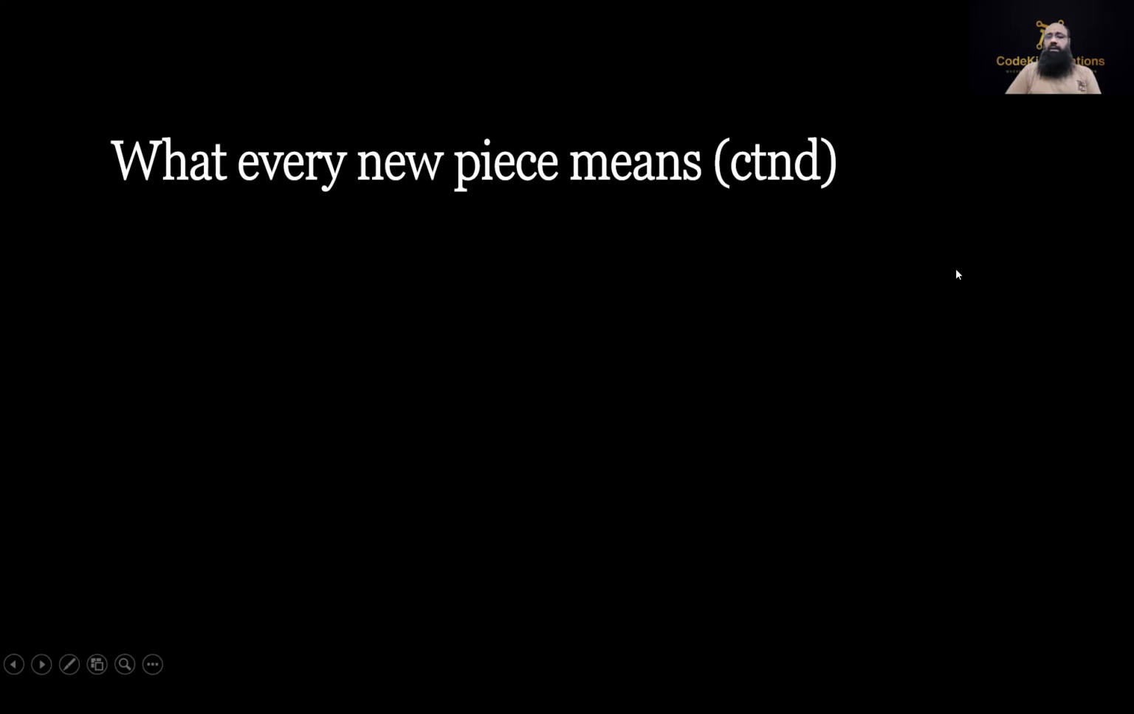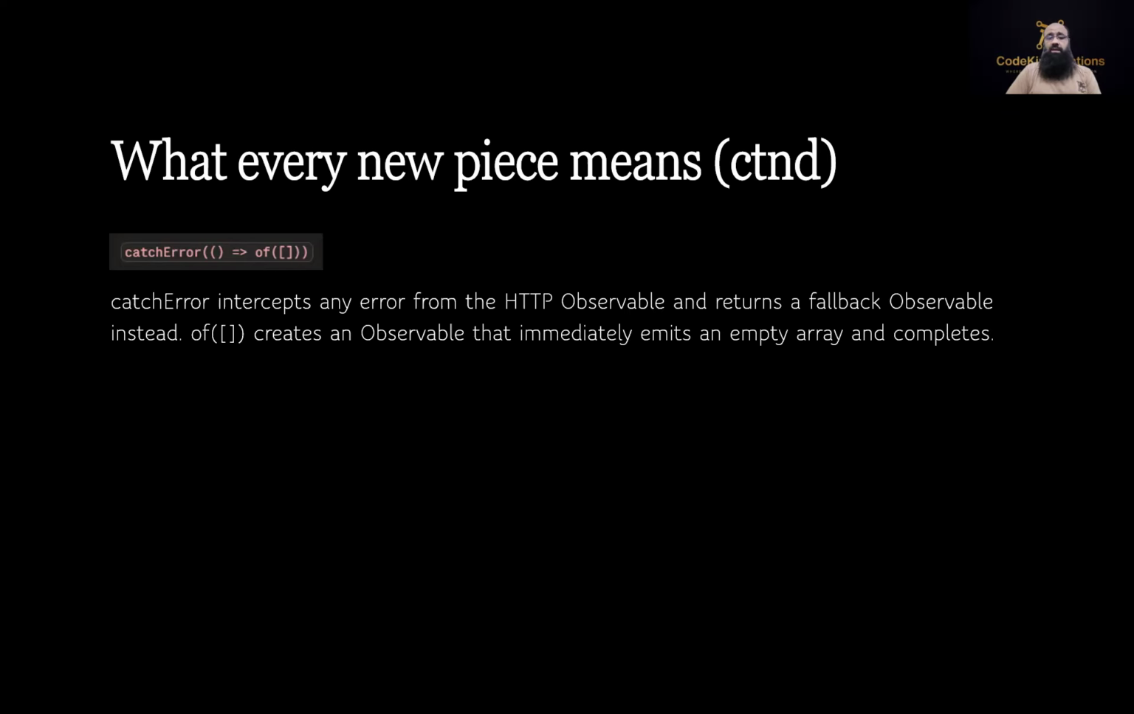So then we need to quickly see the catchError. You can see the catchError I just mentioned. What does it do? If there is any error from the HTTP observable, it returns a fallback observable instead of an array, so it just creates an observable that emits an empty array.